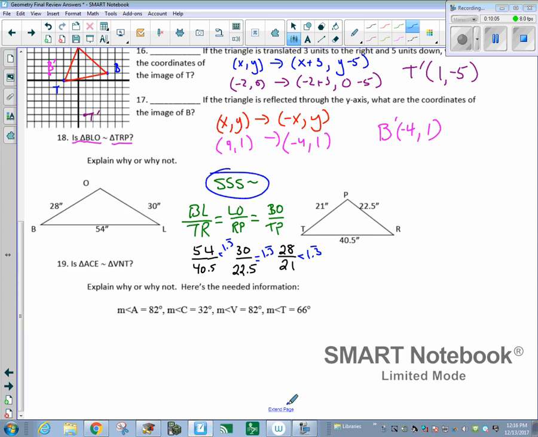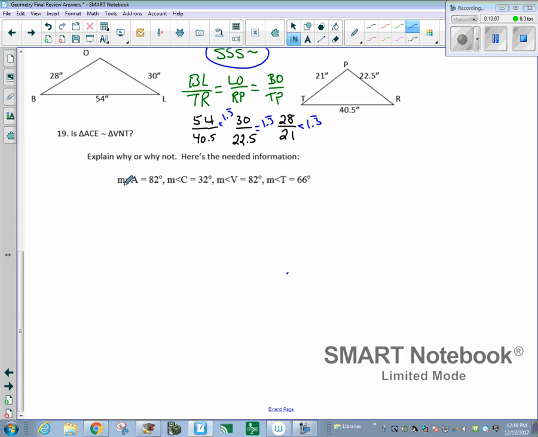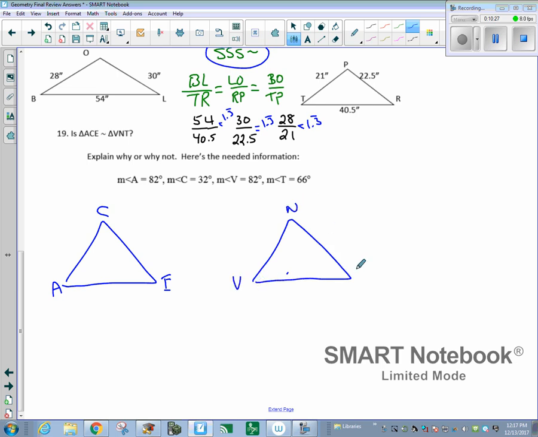All right, the next one, the last one on this page, is asking you the same thing. Are triangles ACE and VNT similar? Why or why not? And here's the information they're giving you. So I'm just going to quickly sketch ACE. Remember that the triangles are listed in a specific order, so they have to match up. So VNT. And if I fill in the information, they told me that angle A was 82 and angle C was 32. And on the other one, angle V was 82 and angle T is 66.